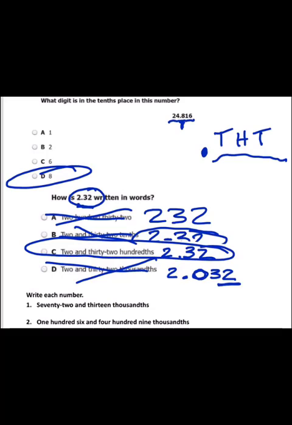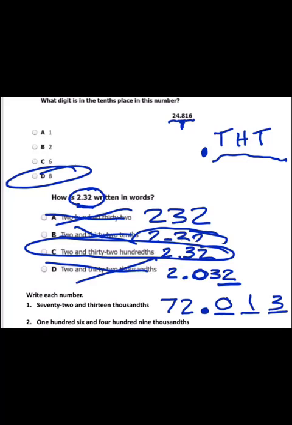Let's look at the next question. Write each number, 72 and 13 thousandths. Well, 72 and 13 thousandths. So if we start at the thousandths place, we need a 3, 1 for 13, 0. 72 and 13 thousandths.